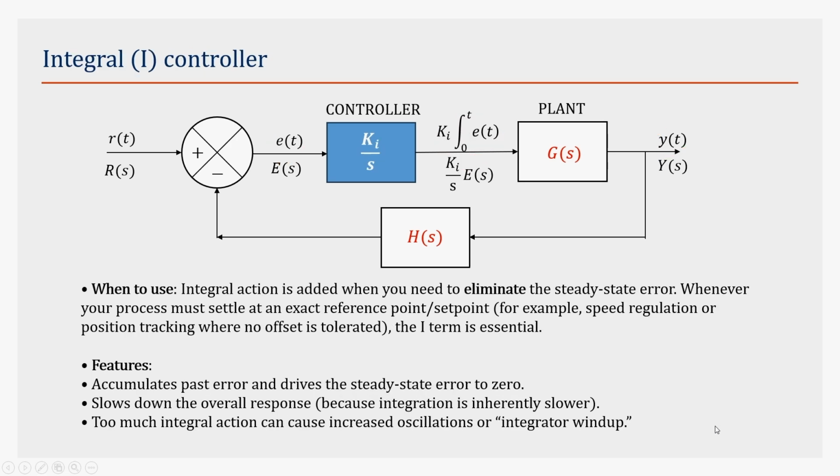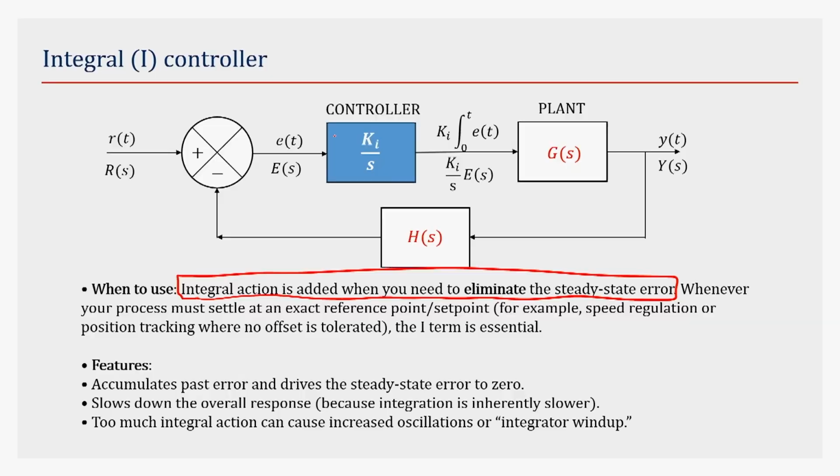So, let us see what an I controller does. So, what is an I controller? Now, look at the I controller. Okay. So, see, in the I controller there is an integral action added when you need to eliminate the steady state error. So, what is an I controller? An I controller, only I, no P, no D, only I is Ki by S, right.